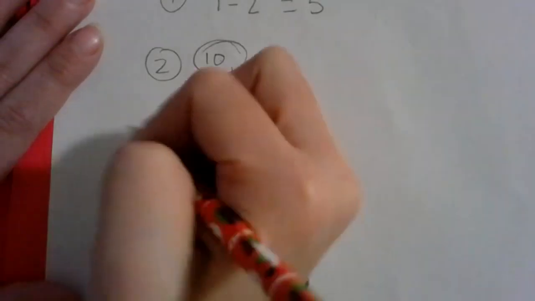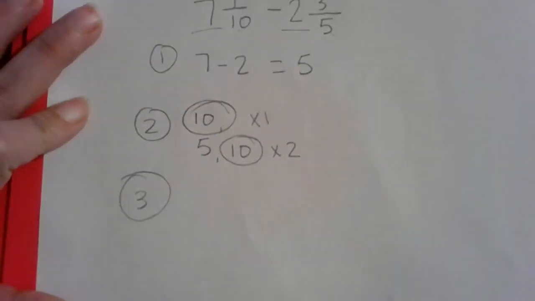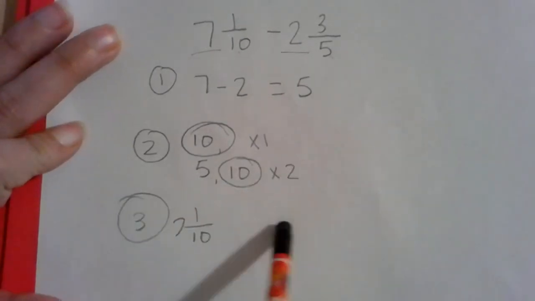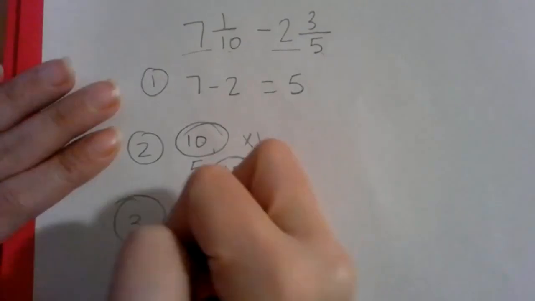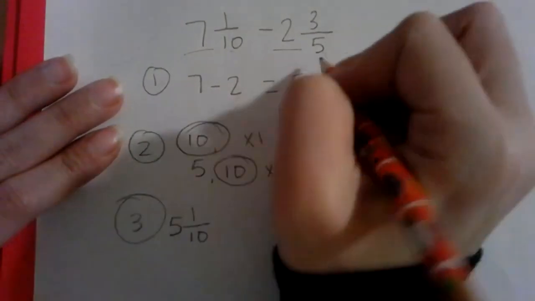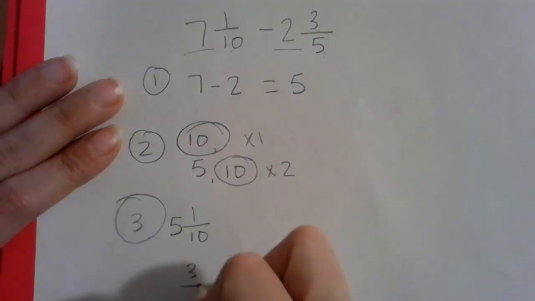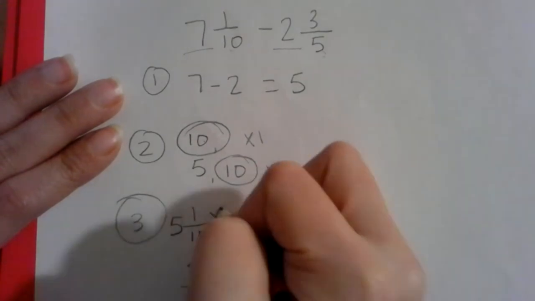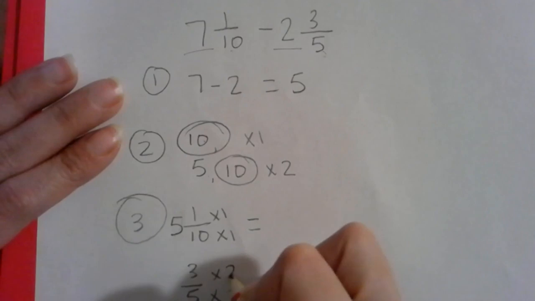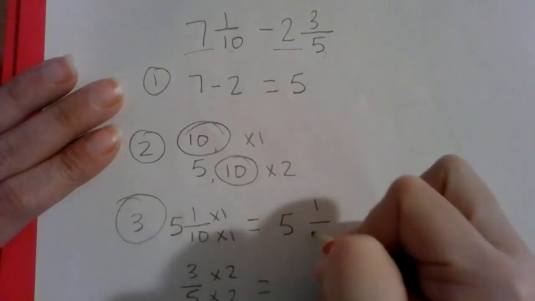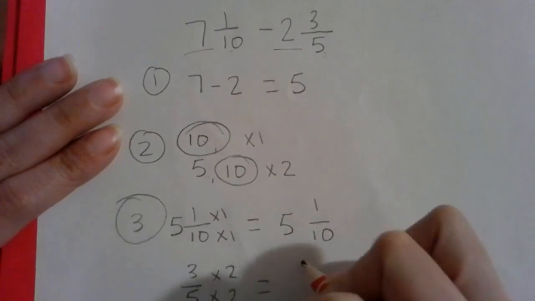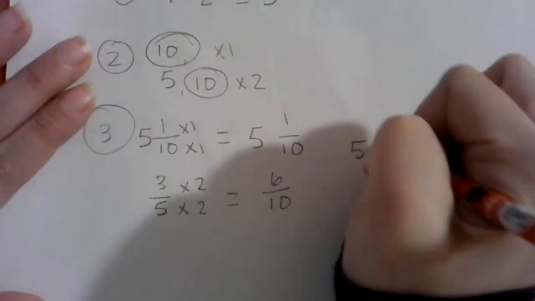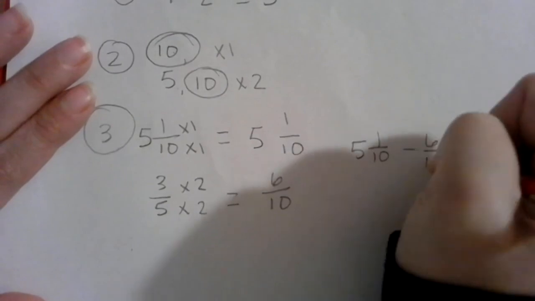Let's remember to apply that to our fraction so we can change it. And don't forget about this whole number here. So I have 1/10. 5 and 1/10. And I have 3/5. Looking at my skip counting here, I'm going to multiply this one by 1. I'm going to multiply top and bottom over here by 2. So I have 5 and 1/10. And I have 6/10. So now I need to rewrite that. 5 and 1/10 minus 6/10.